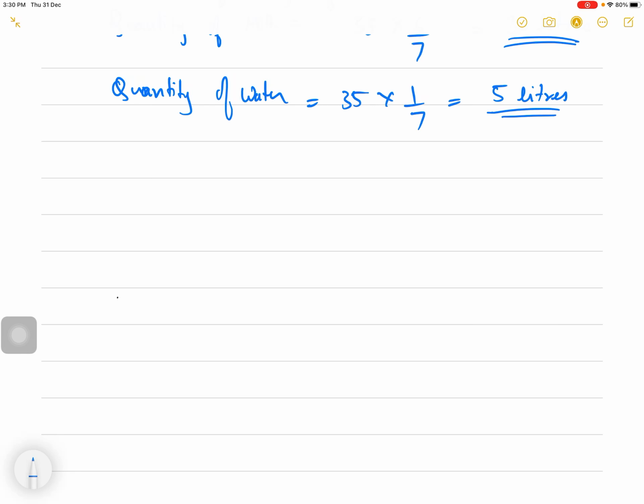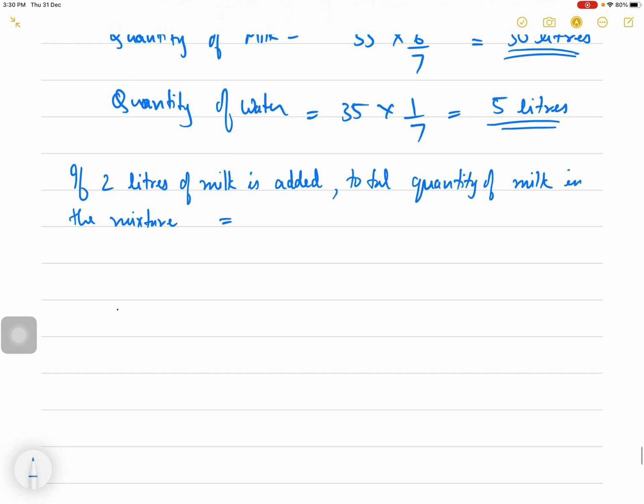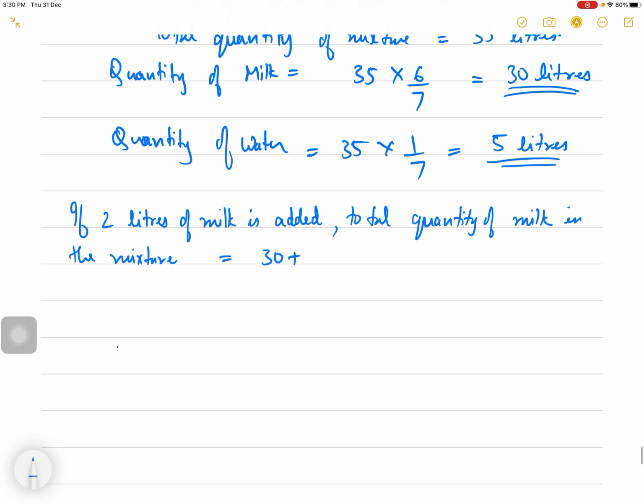Okay, if 2 liters of milk is added, the total quantity of milk in the mixture will become 30 liters plus 2, which is 32 liters.